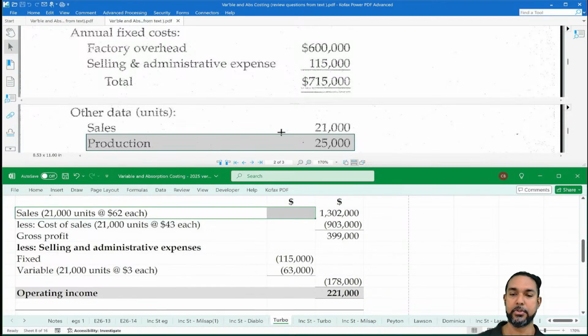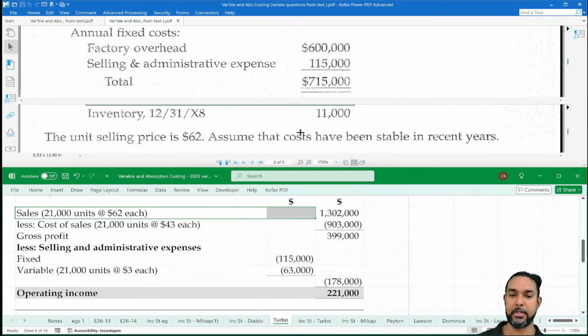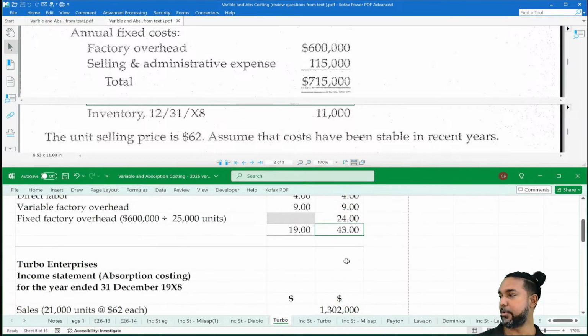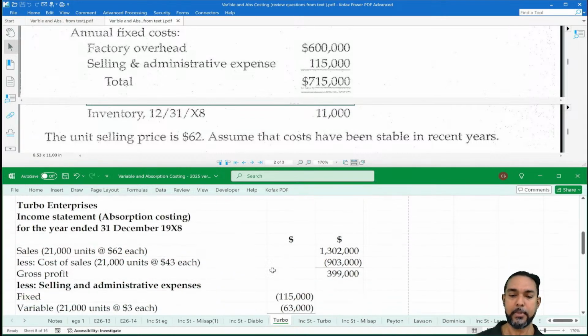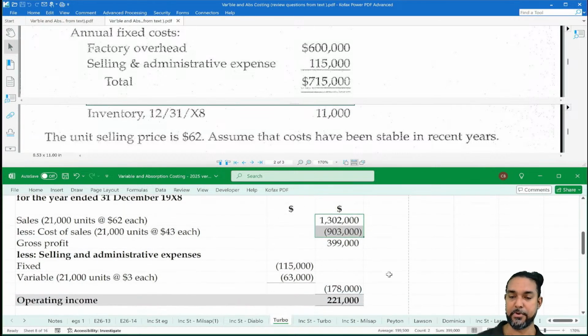So we sold 21,000 units. Now the selling price is 62. So that's why we have 21,000 by 62. Now under absorption costing, as we just saw, it's $43 per unit. That's the absorption cost per unit. We sold 21,000, so we do 21,000 by 43, we get 903. The gross profit is the difference between these two, giving us 399, so almost 400,000.